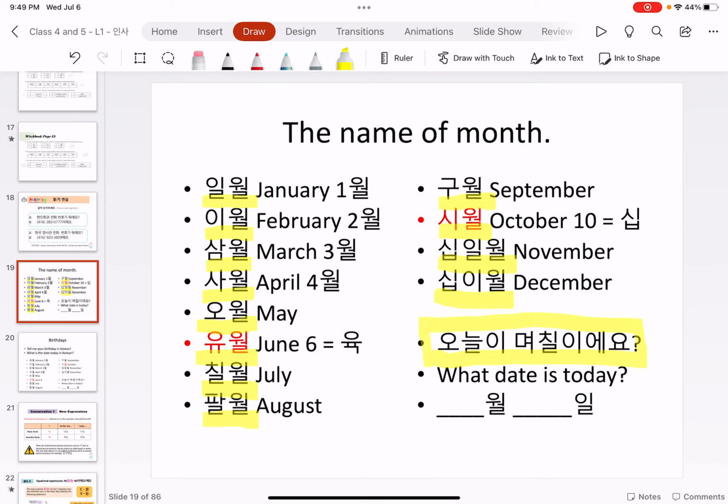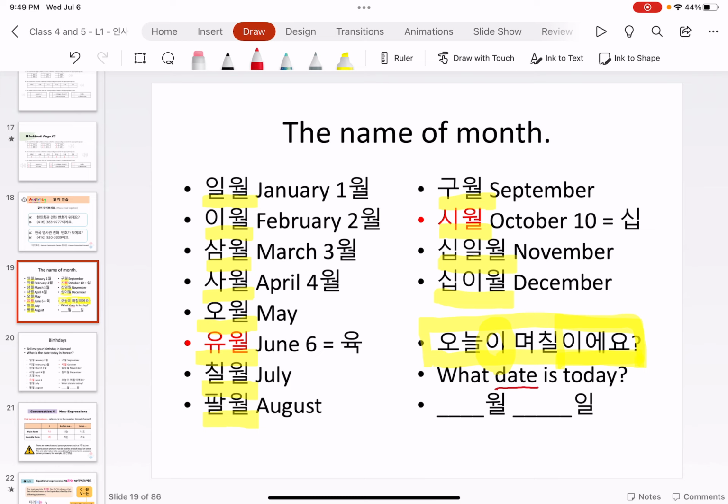And then to ask, what day is it today? You're asking, 오늘이 며칠이에요? So you'll notice that the topic particle is different here, but you're still using 이에요. Now a note about how to say the day, the date.